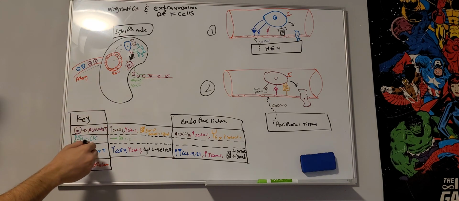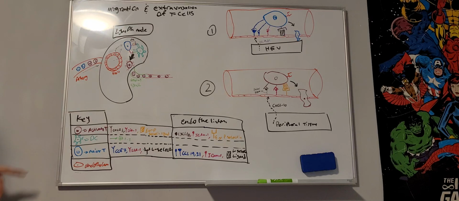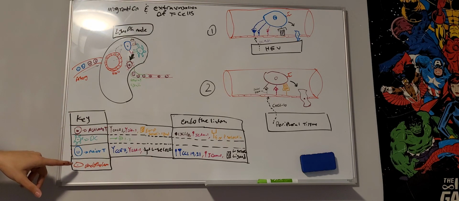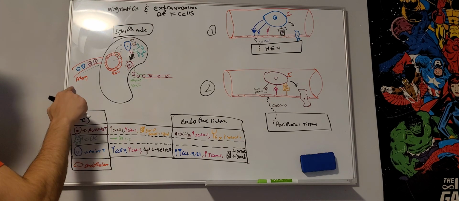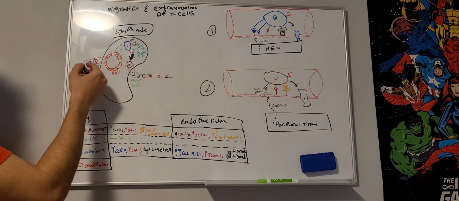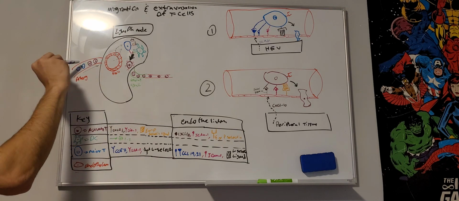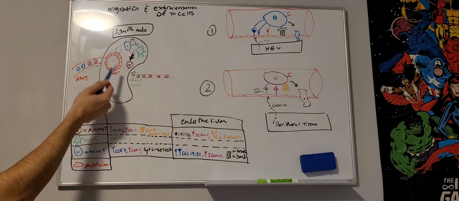The blue ones are going to be your naive T cells. This purplish color is going to be your activated T cells. Green one is your dendritic cell, and then the red one is going to be an endothelium. Okay. All right. So feeding the artery, you can see we have these blue naive T cells and these purple activated T cells. And when we enter the lymph node, we exit out of the high endothelium venule.